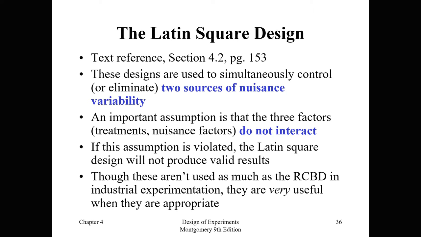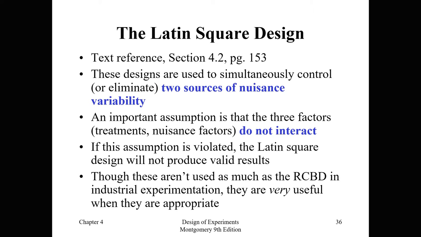An important assumption, just like one of our main assumptions when we were looking at the blocking factor in the randomized complete block design, is that there's no interaction between the blocking factor and the independent variable. Here, an important assumption is that the three factors, the treatment and the two nuisance factors, don't interact with each other. The nuisance factors shouldn't interact with each other, the treatment shouldn't interact with either of them, and there should be no three-way interactions.